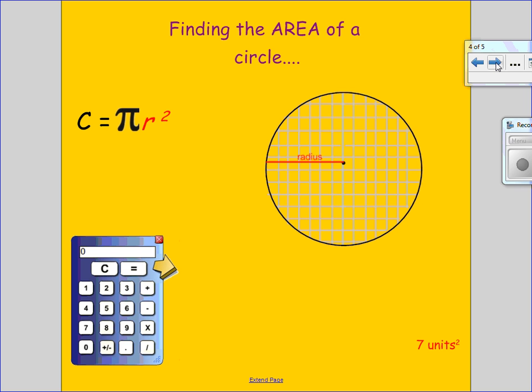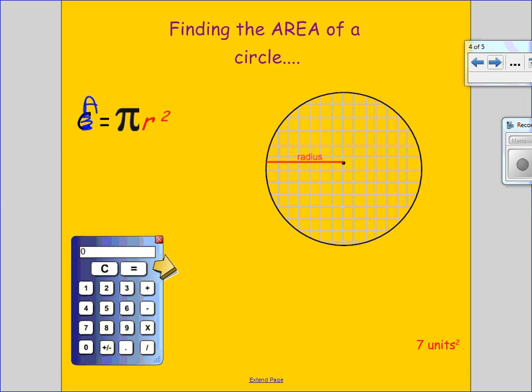So I've gridded this one out so we can see square units. The formula for finding the area of a circle is pi times the radius squared. Now, square units is what we're trying to figure out, because square would be 1 unit times 1 unit, that's squared. And we're trying to figure out how many of these square units are in the center.